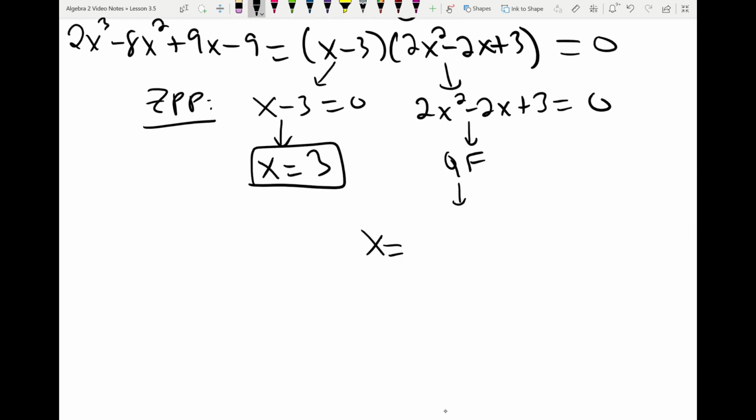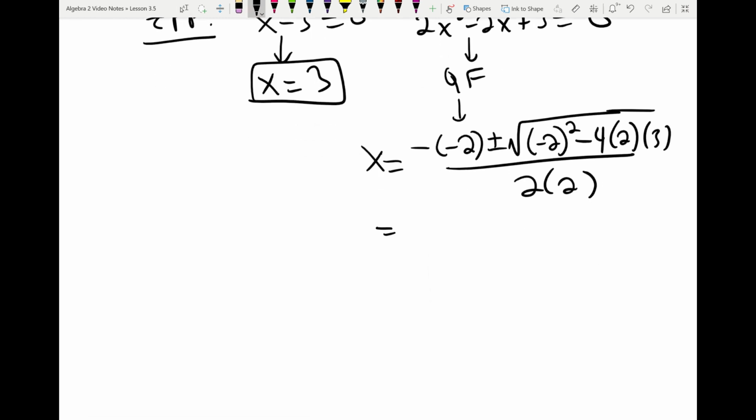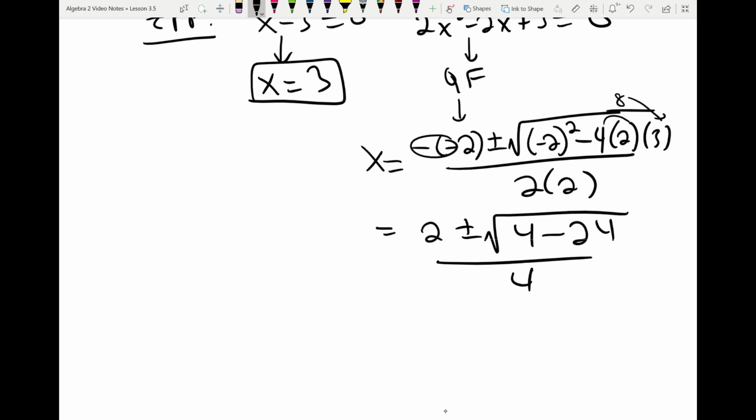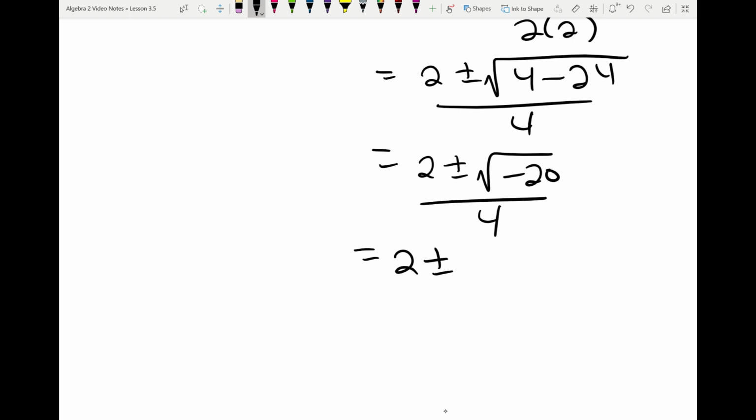So let's use the quadratic formula. We've got x equals negative b plus or minus the square root of b squared minus 4 times a times c, all over 2 times a. Again, just using that formula. So we have two negatives as a positive. Negative 2 squared is 4. 4 times 2 is 8. 8 times 3 is 24. All over 4. So now we have 2 plus or minus the square root of negative 20 over 4. This is negative, so that means we have an imaginary. So we have 2 plus or minus the square root of 20i over 4.